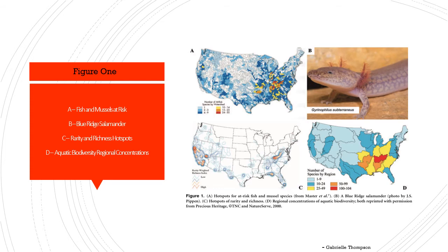In figure C, it shows that there are several hotspots of rarity and richness in California, and also a hotspot in part of Kentucky and a few of the surrounding states. In figure D, it shows that the largest variety of species is in or around several of the southeastern states, excluding Florida.